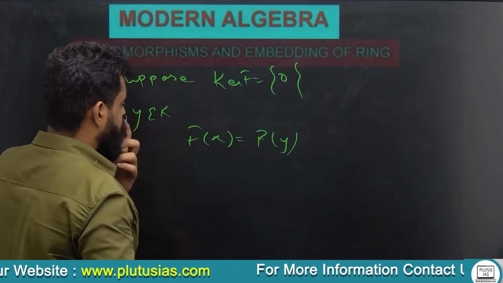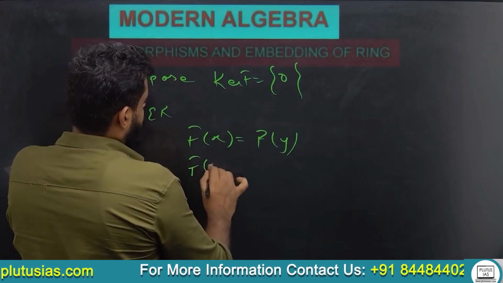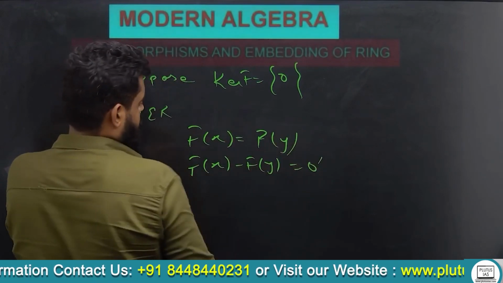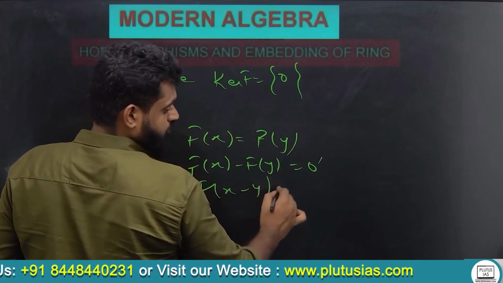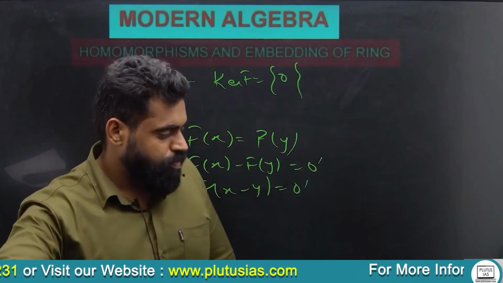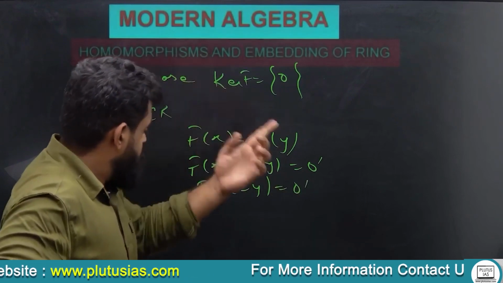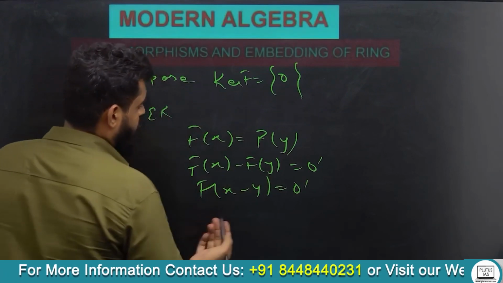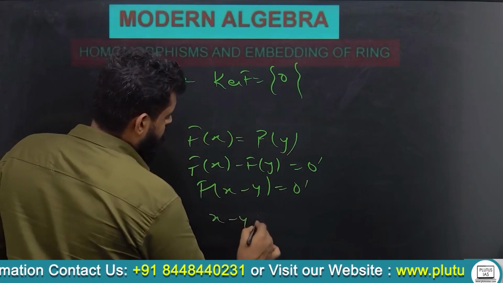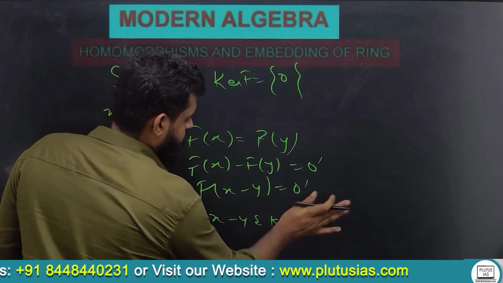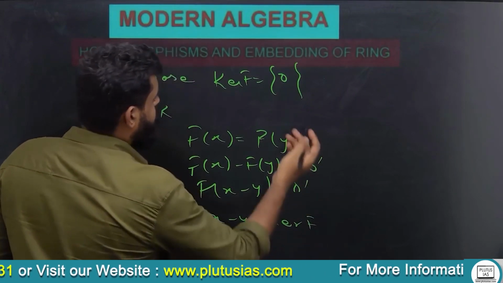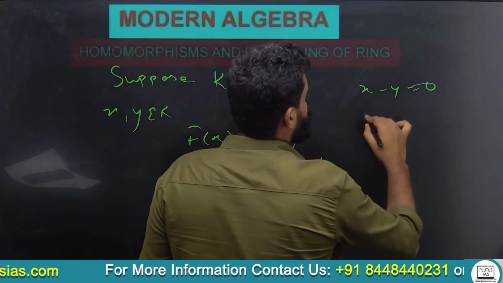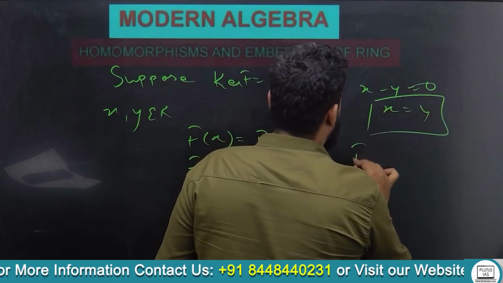So I say f(x) minus f(y) is equal to 0'. This is equal to f(x minus y). How come this? Since f is a homomorphism, we can take this inside it. So we can say that x minus y belongs to the kernel of f. But it is given that the kernel of f has only one element, that is 0, which means that x minus y is equal to 0, or x equals y. Hence proved, f is 1-1.